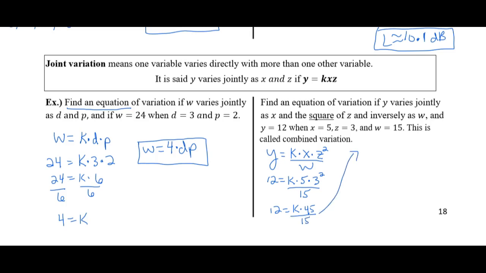Bring this back up here. And 45 divided by 15 is just 3. So again, I'm just dividing 45 by 15. And now we undo this multiplication with division to get k alone. And k equals 4. We plug that back in because we're only finding an equation. We're not solving. So y equals, k is 4 times x times z squared divided by w. And there's our equation of variation.